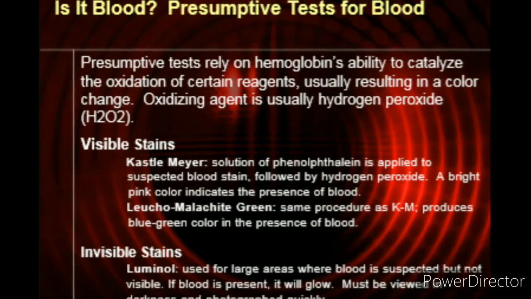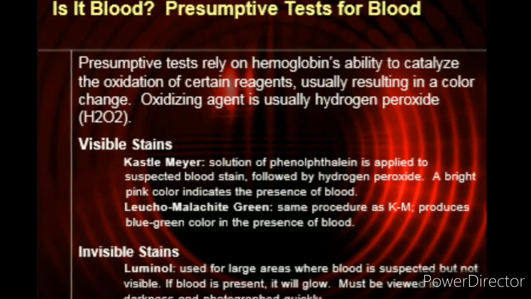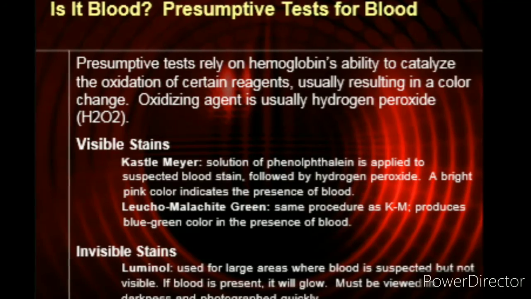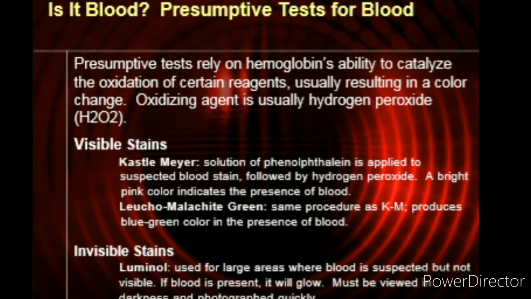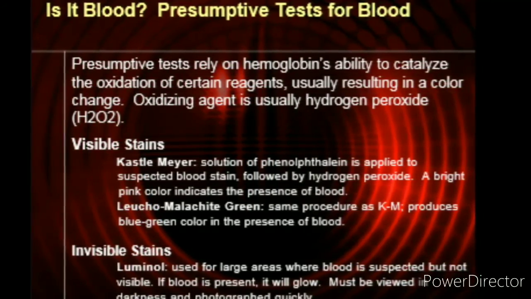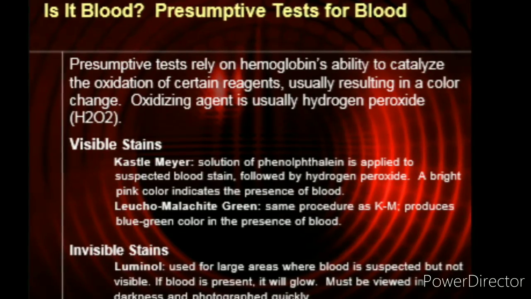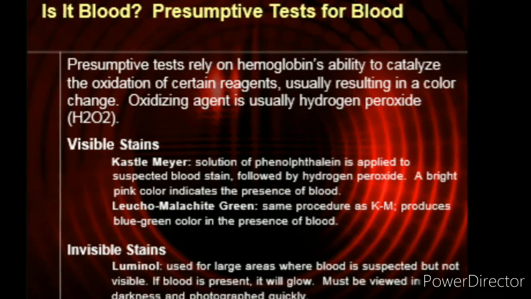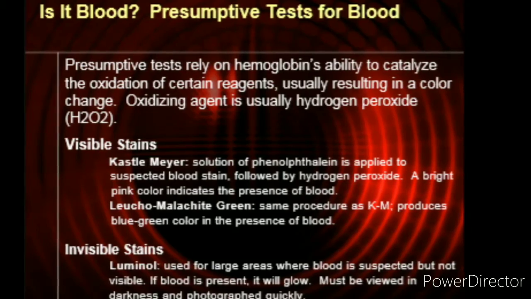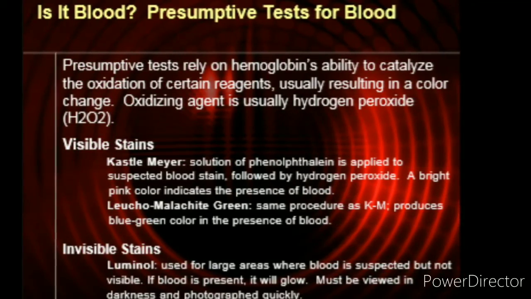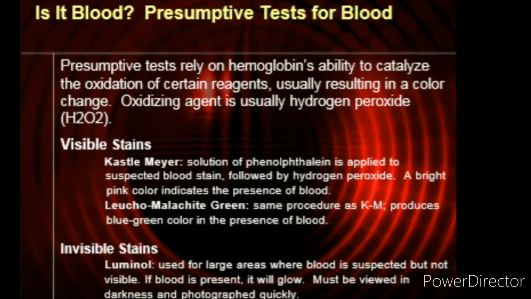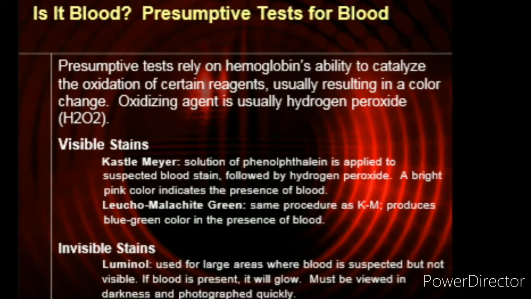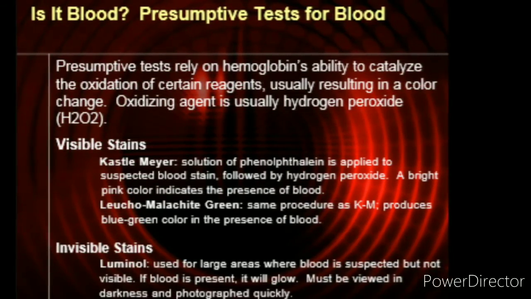Visible stain. Kastle-Meyer. A solution of phenolphthalein is applied to the suspected bloodstain, followed by hydrogen peroxide. A bright pink color indicates the presence of blood. Leucomalachite green. Same procedure as KM. Produces a blue-green color in the presence of blood.